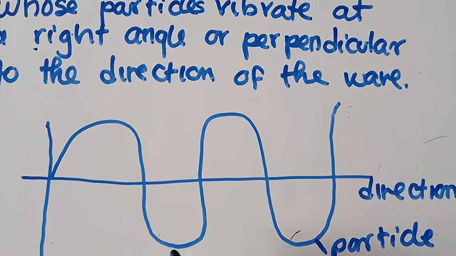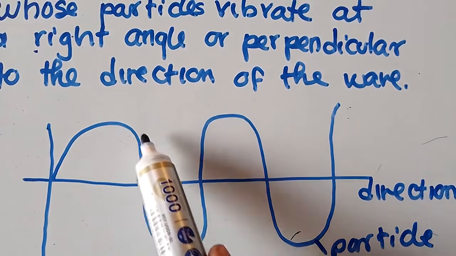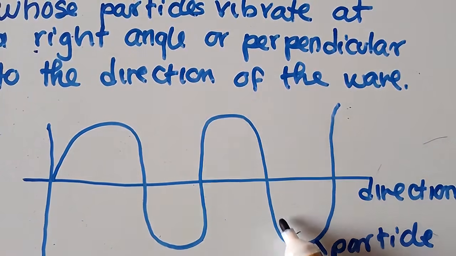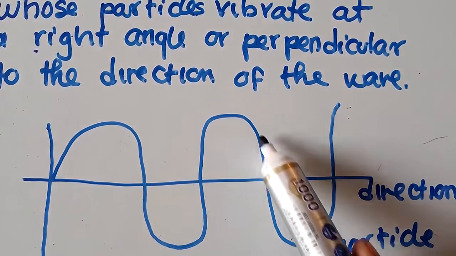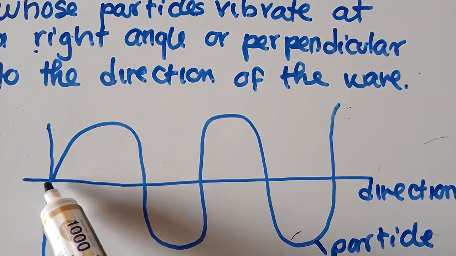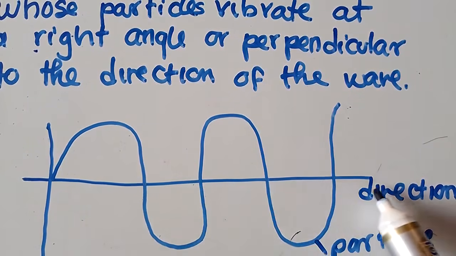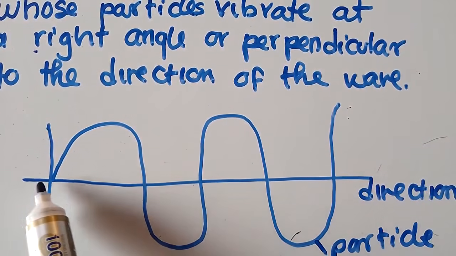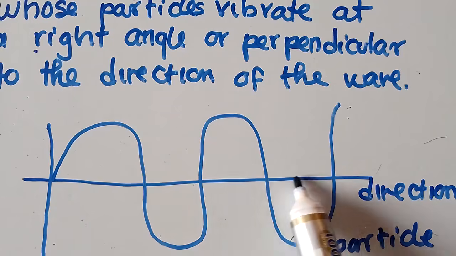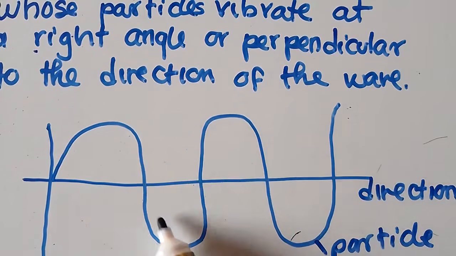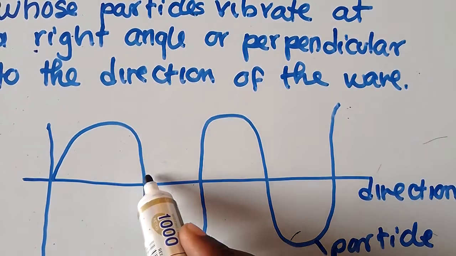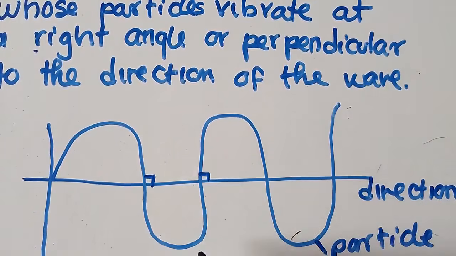As you can see, this particle is vibrating in that manner. It is vibrating perpendicular to the direction of the wave. As the particles vibrate, they are making a 90 degrees angle.